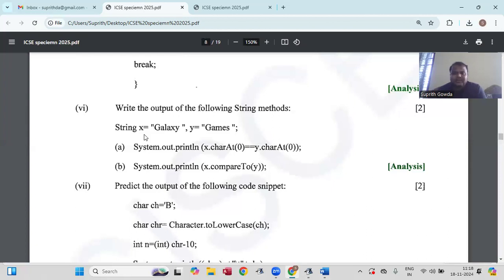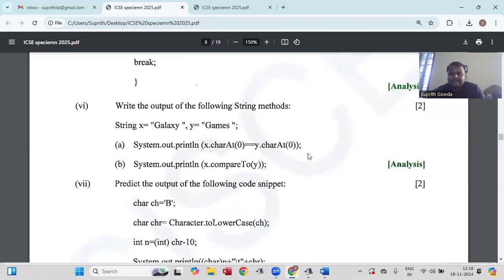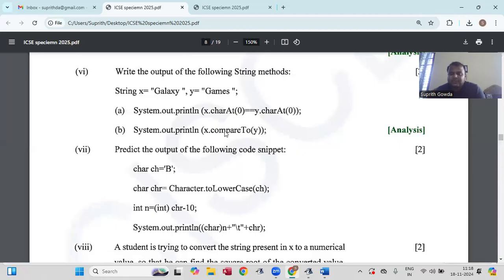Minus 1 means, the ASCII values of A, B, C, D, E, F, G, H, I, J, K, L are 65, 66, 67, 68, 69, 70, 71, 72, 74, 75. 75 minus 76, it is minus 1. Simple. ASCII value change. And here in equals equals, the return type is boolean. In compareTo the return type is integer. You must know this one.